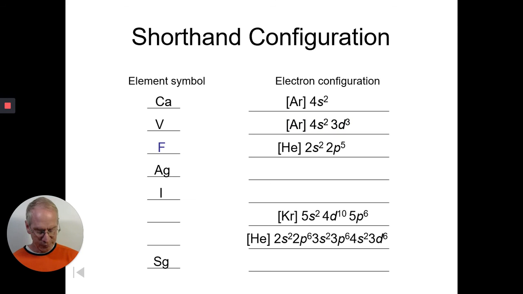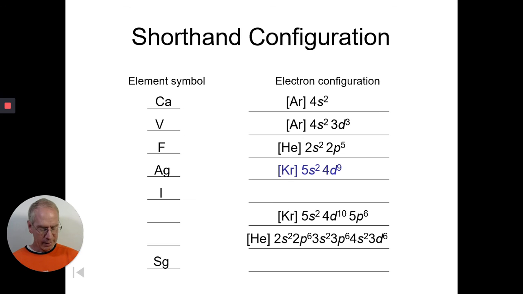All right, next we have silver. Silver is element 47. So the noble gas that comes before that is krypton, and that takes care of the first 36 if you write Kr in brackets. Then you write 5s2, and then you have to count. You're in the 4d's, and you got to count 9 over. So how about krypton, 5s2, 4d9.